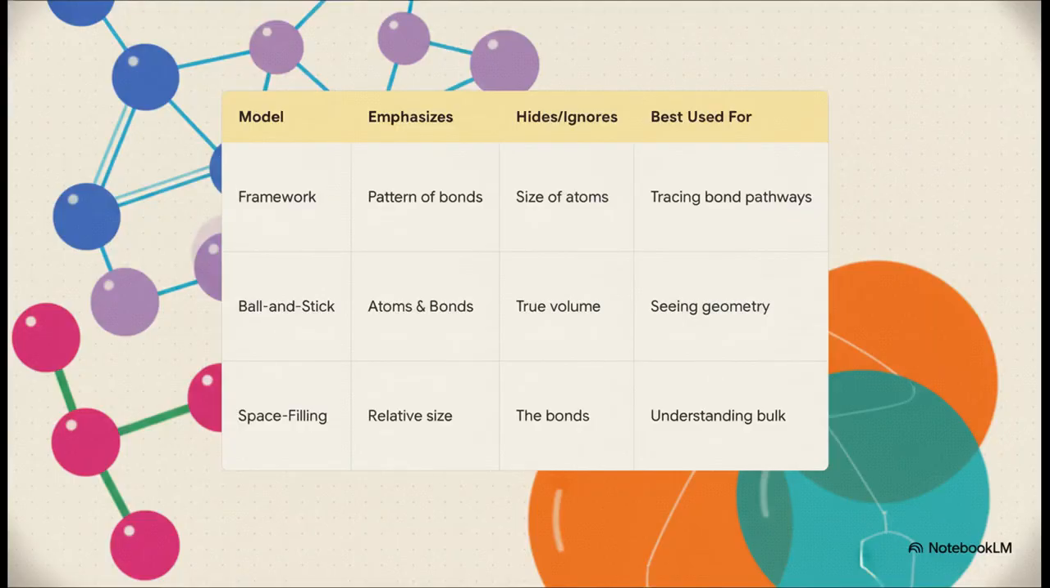Each model has a job. The framework model is awesome for seeing the pattern of bonds, but it hides how big the atoms are. Ball and stick is great for seeing the geometry, but it doesn't really show you the molecule's true volume. And the space-filling model is the best for understanding the overall physical bulk, but it hides all the bonds inside. It's all about choosing the right tool for what you want to see.